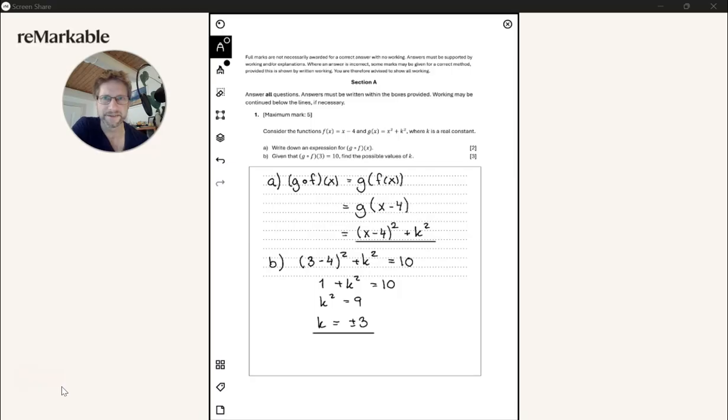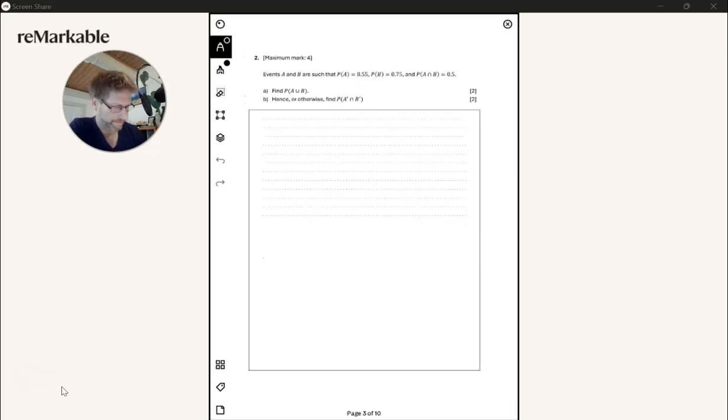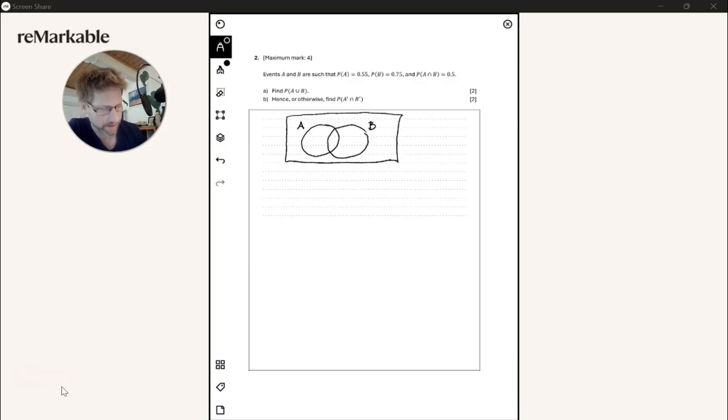Such a nice little startup question. Let's move on. Question 2 is probability theory. We have events A and B, and we try to call on all our knowledge about probability theory. And we are given the probability of A, the probability of B and the probability of their intersection. So it's a good idea to visualize that A is an event and B is an event inside some probability space, or sample space as we call it, just to get our brains thinking in the right direction.